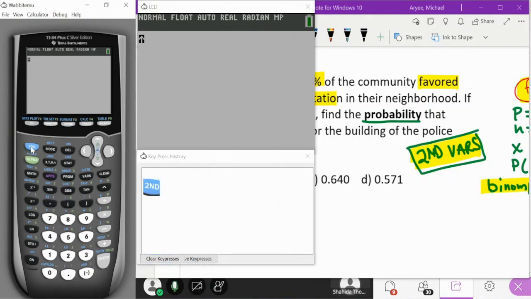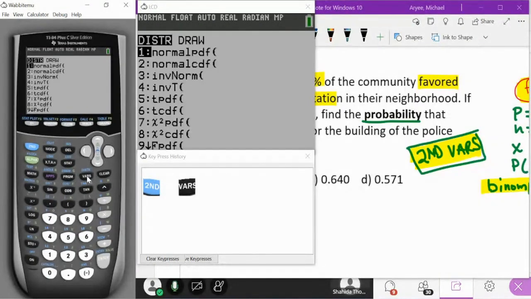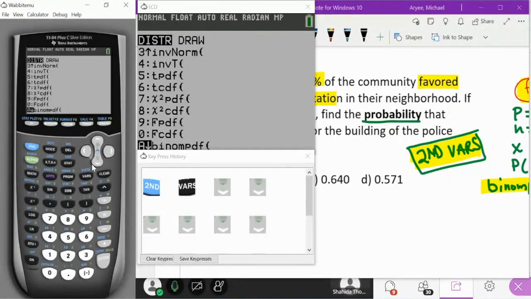So you go to second, right? And then you press VARS. Then you scroll down looking for, in this case, binom PDF, right? So I enter that.